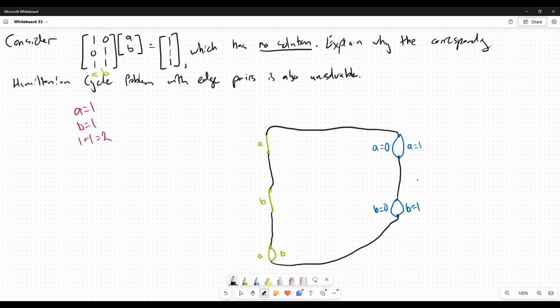So what are my edge pairs? I can't set A equal to 0. Oh, let's number some things. So we have 1, 2, 3, 4, 5, 6, 7, 8.